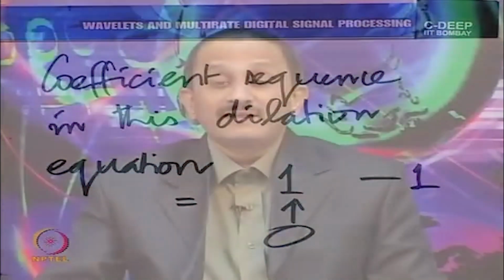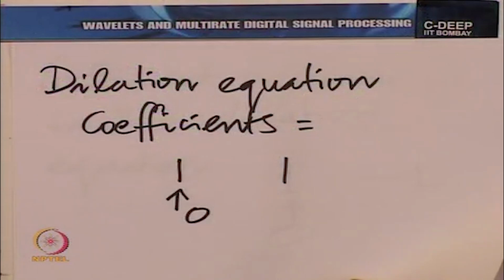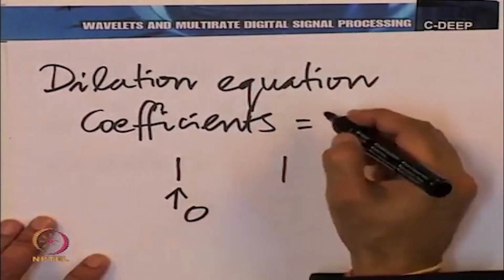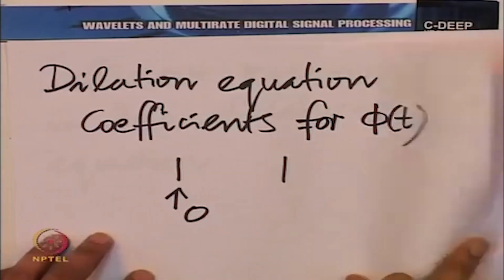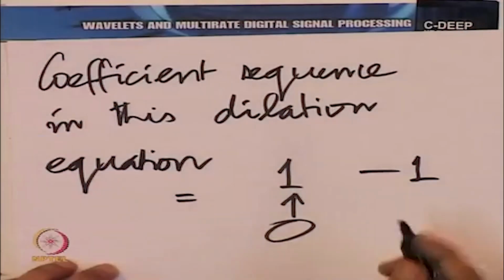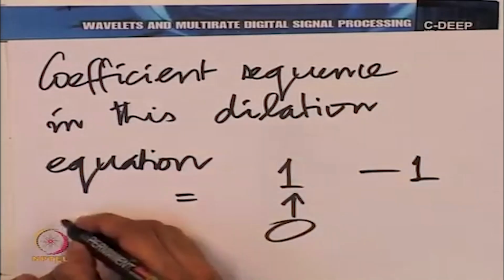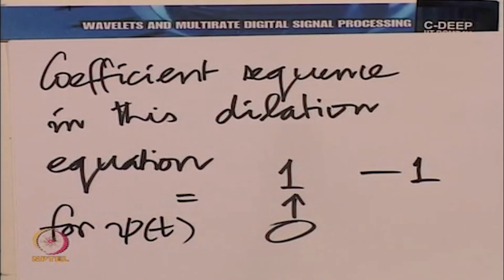Now, things are beginning to make sense and perhaps even ring a bell. Let me put both these coefficient sequences before you once again, and then I am sure it will ring a bell. Look at the dilation equation coefficients for the phi t itself. So, in fact, let me write it down. Dilation equation coefficients for phi t, and let me then put before you the dilation equation coefficients for psi t. So, let us write it down in this for psi t. Does this ring a bell?